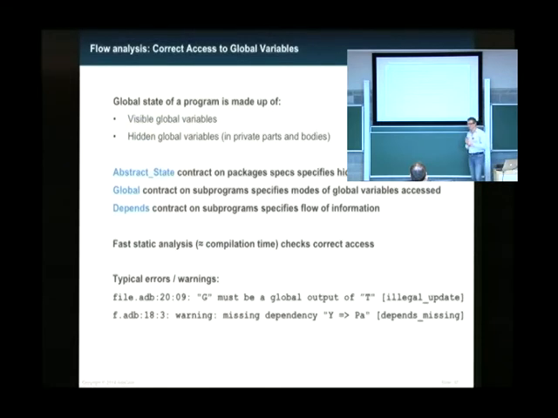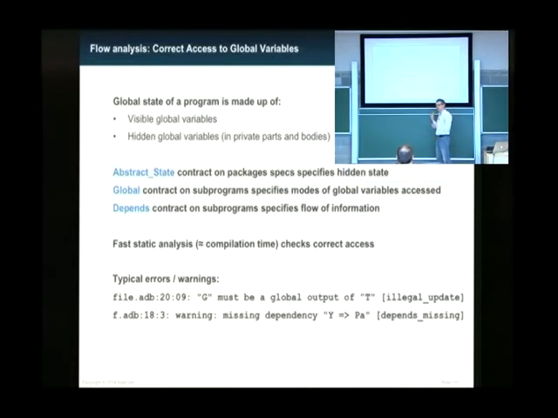Same thing with respect to global variables. You can make sure that you are using them as you defined you were using them. For example, here, if your code is modifying the global variable G, and you didn't say that in advance, the tool will tell you that you are doing something that you are not allowed to do.